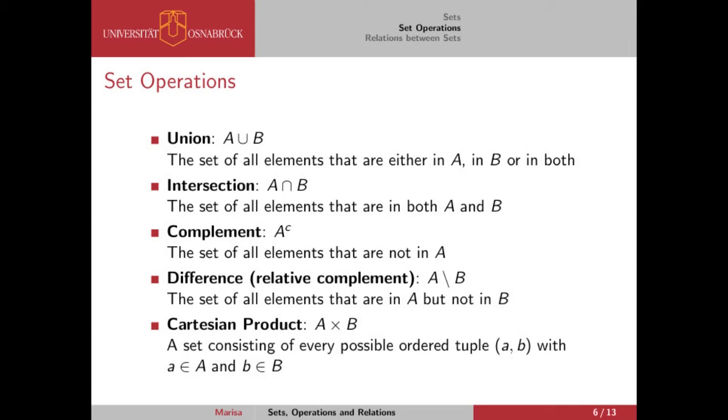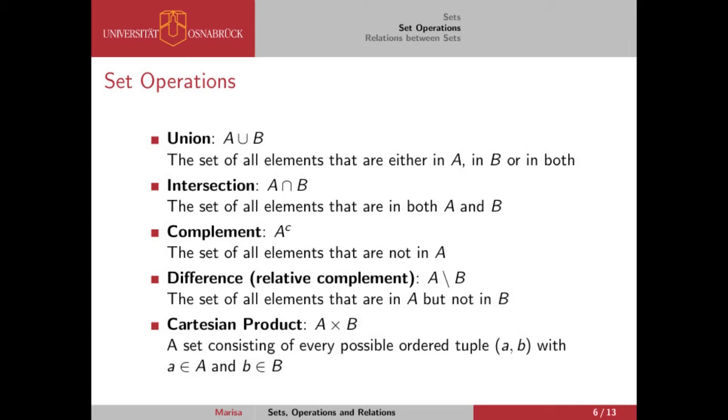The union of two sets A and B, denoted by a U-shaped sign, is the set of all elements that are either in A or in B or in both. So this means we take all of them and put them together in one set. The intersection of two sets A and B is the set of all elements that are both in A and in B. This means that we only take the elements that are members of both sets. Formally, this is written like the union, but upside down.